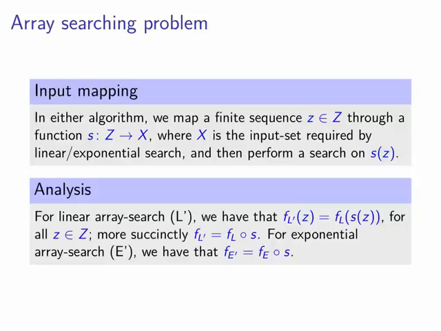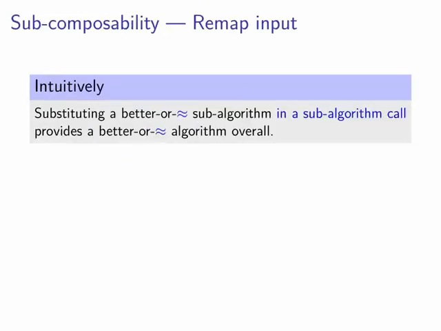If we now analyze how many sequence lookups linear array search does, it's given by a composition of FL and S. For exponential array search, it's given by the composition of FE and S. Intuitively, subcomposability says that if we substitute a better or equivalent sub-algorithm in a sub-algorithm call, then we get a better or equivalent algorithm overall.